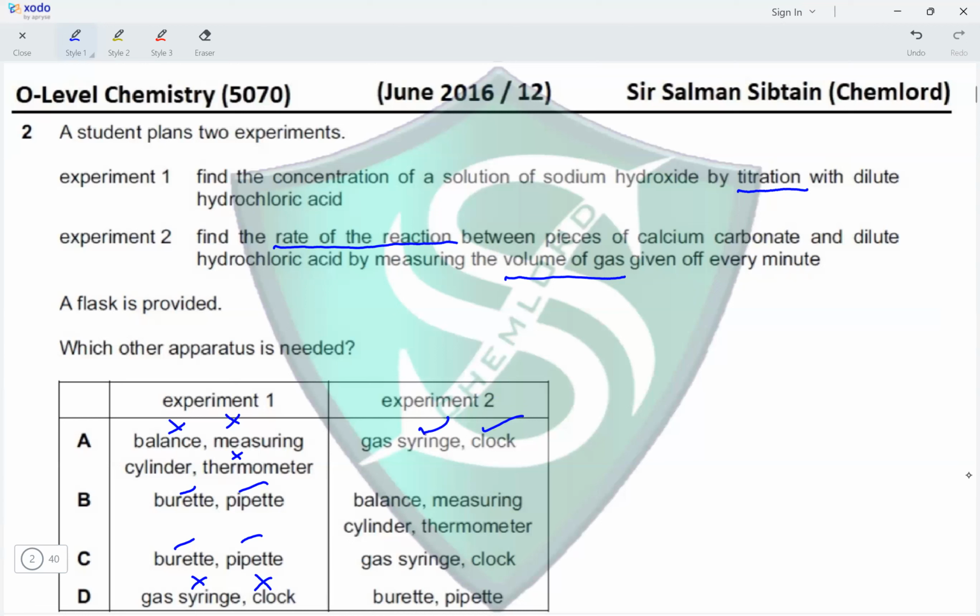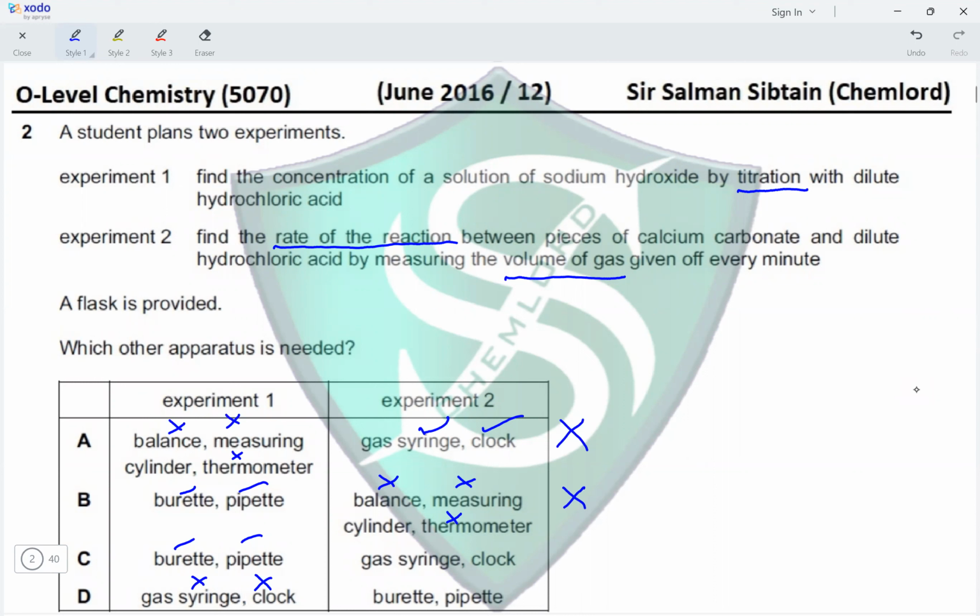However, the apparatus required for experiment 1 is incorrect, so this option is incorrect. We don't need a balance or a measuring cylinder or a thermometer for experiment 2. Now, since the apparatus for experiment 2 is incorrect, this option itself becomes incorrect.